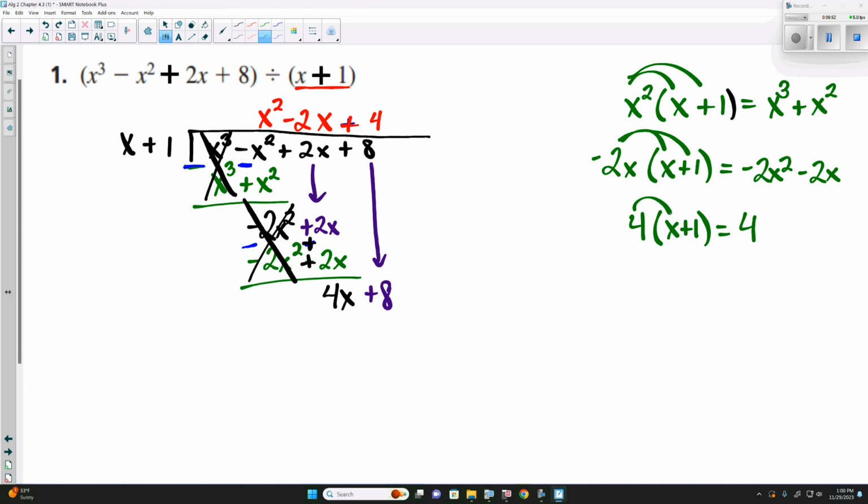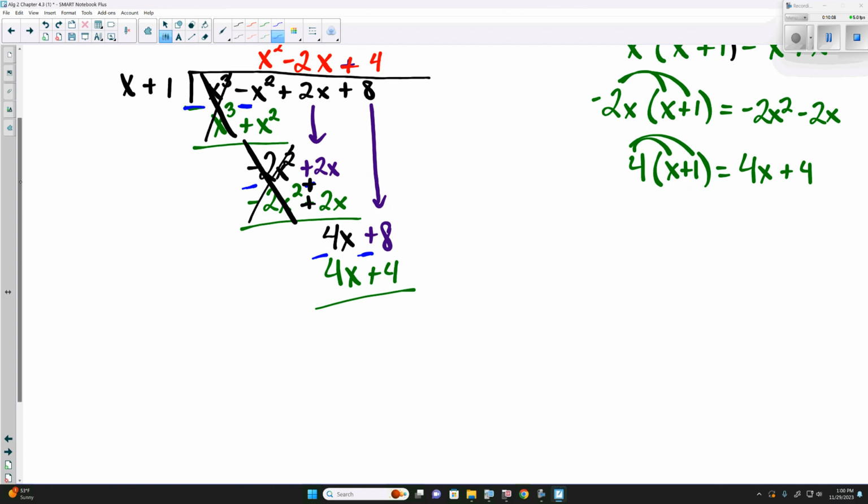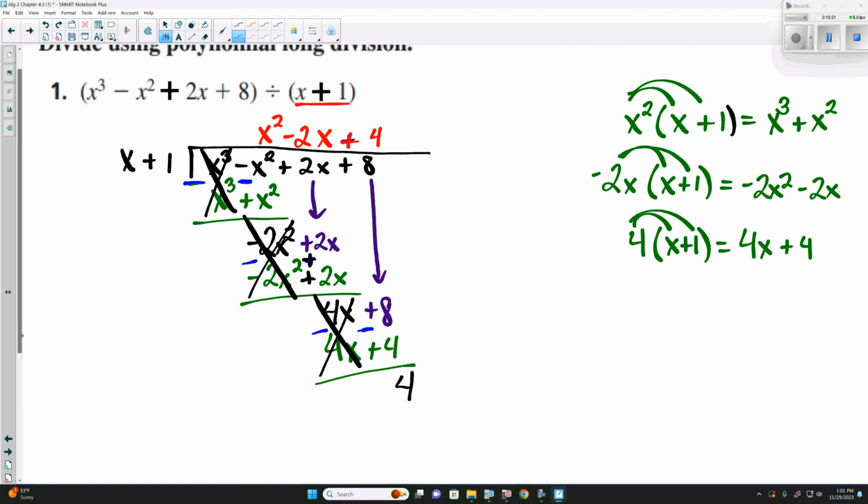Our 4 times x would be 4x. Our 4 times 1 would be plus 4. And then we will subtract. 4x minus 4x is 0. 8 minus 4 is 4. Do we have any more terms to bring down? Nope. So we're finished.